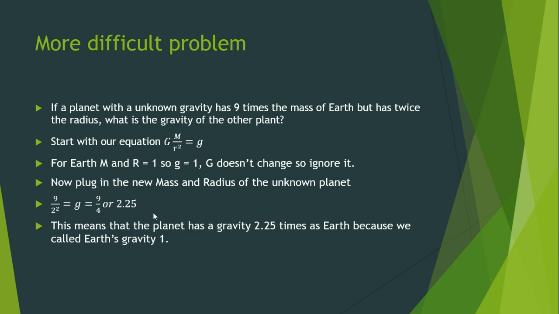So I'm going to simplify the gravity of Earth as 10. So the gravity of Earth times 2.25 equals 22.5 meters per second squared. And so that is the gravity of the new planet.